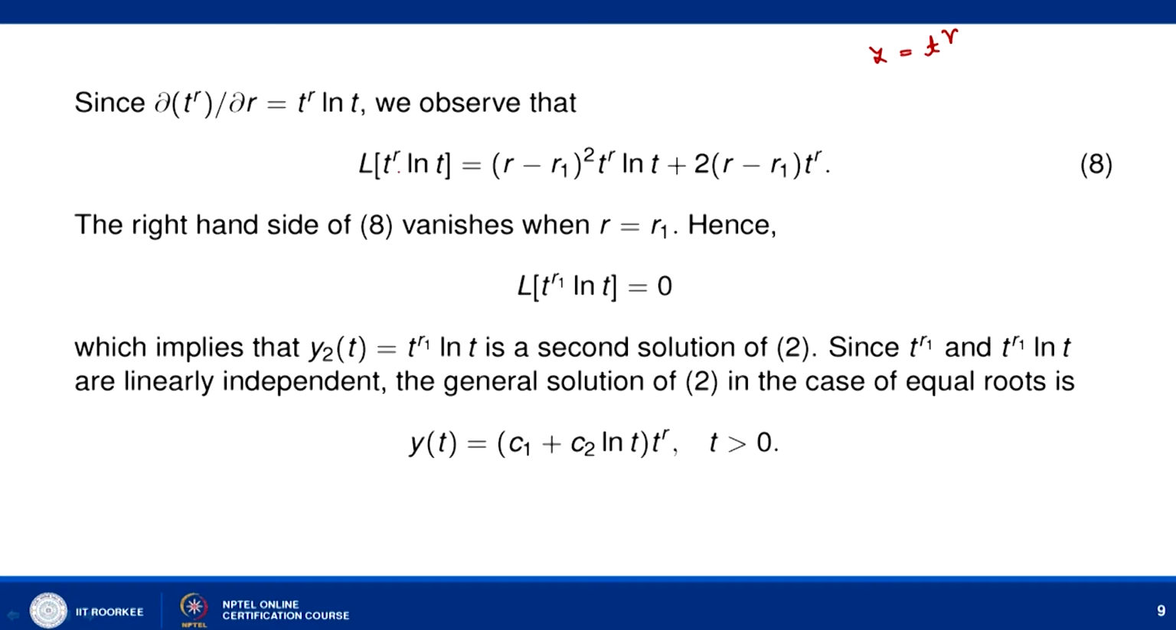So, L of t to the power r ln t is equal to (r minus r1) square t to the power r ln t plus 2(r minus r1) t to the power r. If you look at the right hand side, if you put r equal to r1, then this right hand side will be 0. So, it means that if we put in place of y the function t to the power r1 ln t, then we have 0 for this operator equation.